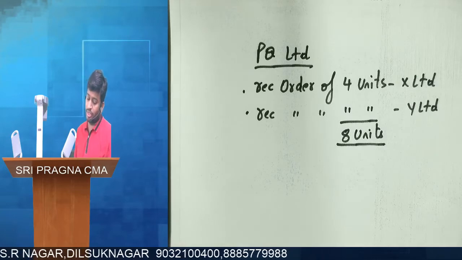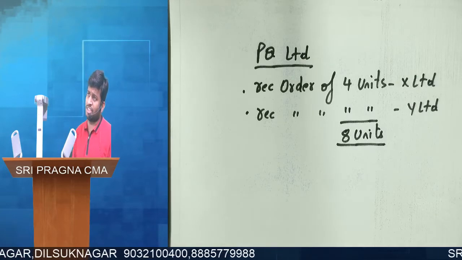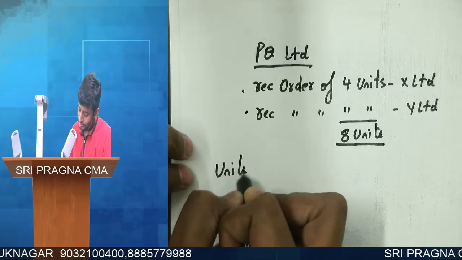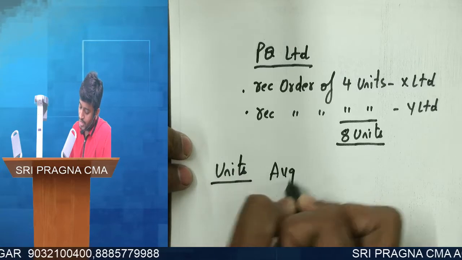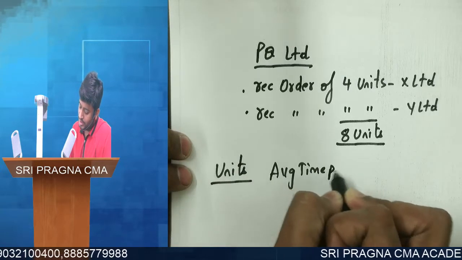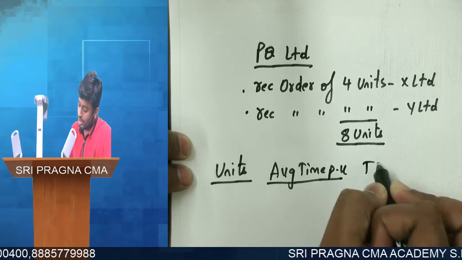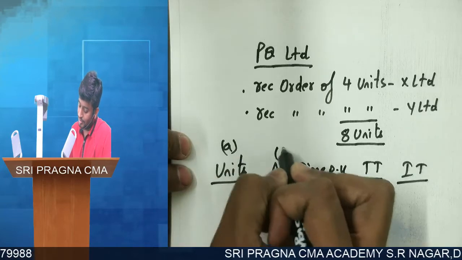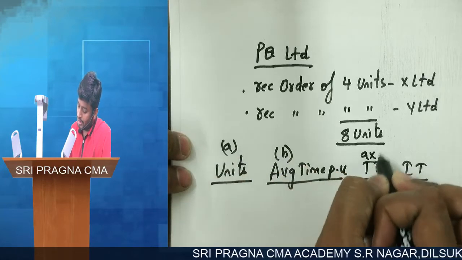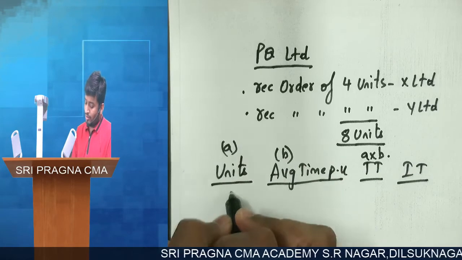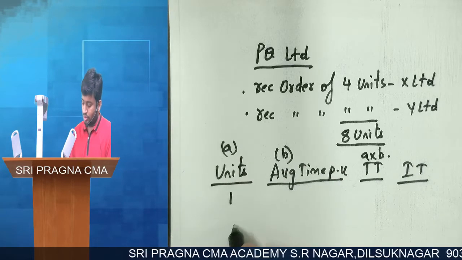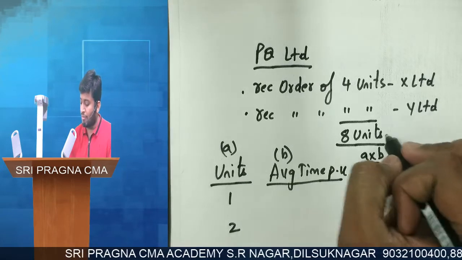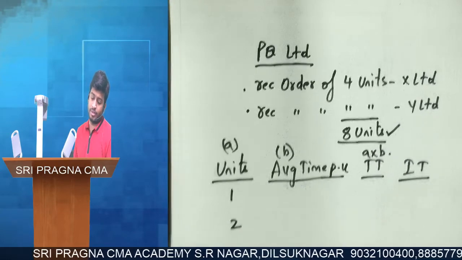What are the columns we covered in the previous session? What were the column headings? Units, average time per unit, total time, incremental time. This was A, this is A into B. Double of 1, double of 2, double of 4. This concept will apply because I also have an order of 8 units.